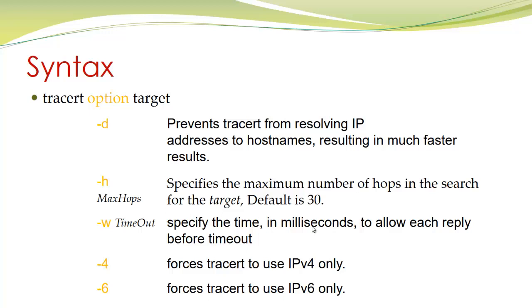Next option is -h. It specifies the maximum number of hops in search of a target. By default, it is 30. Next option is -w timeout. It specifies the time in milliseconds before the request gets a timeout message. And the next two options are -4 and -6. -4 forces the traceroute to use IP version 4 and -6 forces the traceroute to use IP version 6.